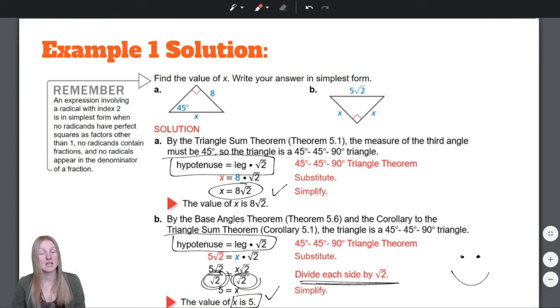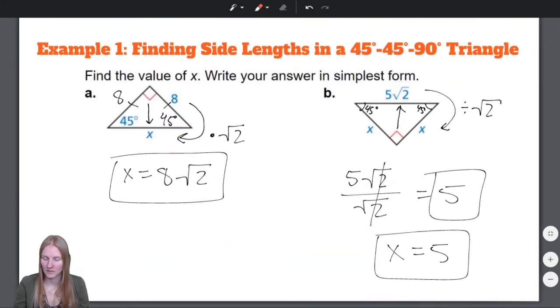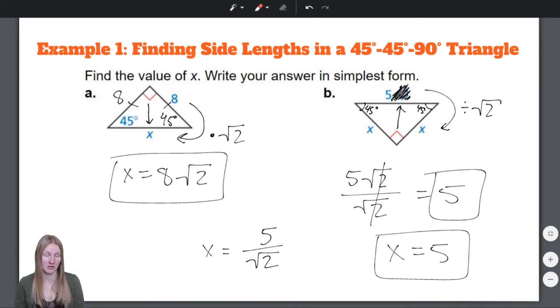Ta-da! Now, it's worth noting that on your homework, you might get trickier answers than this. They gave us 5 times the square root of 2. So dividing by the square root of 2 was easy, because the square root of 2 just canceled out. If they had given us just 5, then we would have had to do 5 divided by the square root of 2. And that would have been our answer.